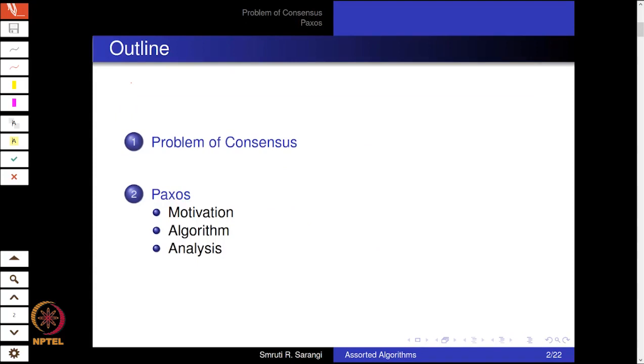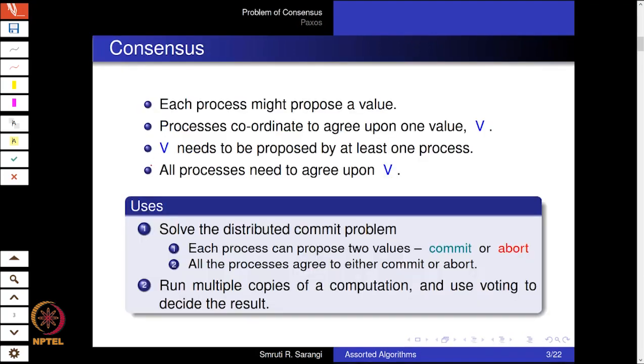So we'll first discuss the problem of consensus, which is a very, very important problem in distributed systems. And then we will discuss the Paxos algorithm and finally prove it. So the problem of consensus is very simple. It is like this, that we have a multitude of processes. And so we have different processes over here.